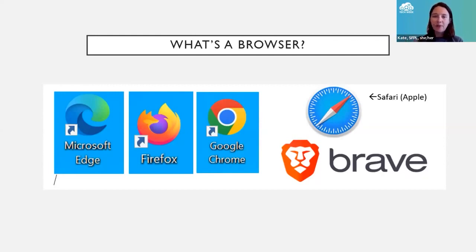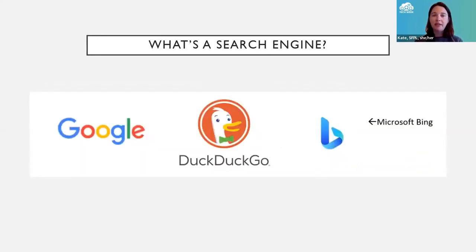But that's what a browser is, and you can do an internet search in any browser. But you'll do that using a search engine. So a search engine is a little bit of a separate concept from a browser. A browser is the program that shows you web pages on the internet. The search engine is the thing you use to find the information that you want on those web pages. It's the thing that looks at all the web pages for you.